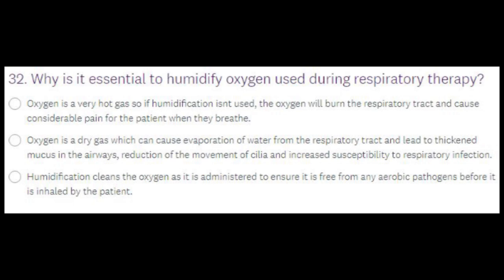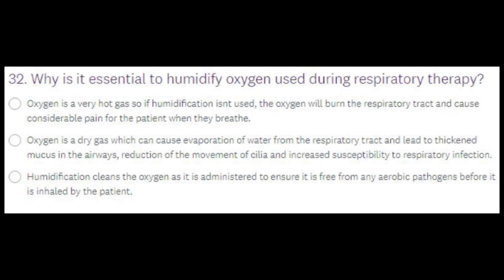Question number 32. Why is it essential to humidify oxygen used during respiratory therapy? Options are: Option A, oxygen is a very hot gas, so if humidification isn't used, the oxygen will burn the respiratory tract and cause considerable pain for the patient when they breathe.